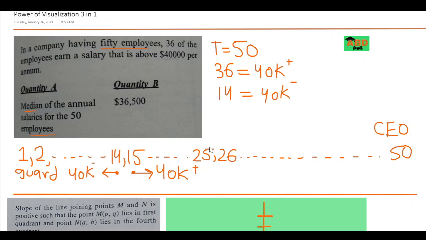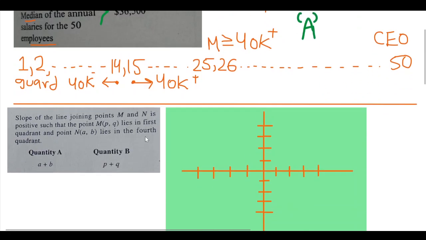So my median salary, right in the center, is the mean of the 25th and the 26th employee standing in the line based on how much they are earning. This is definitely either equal to or greater than 40K, right? So if my quantity A is 40K or more, then it is definitely bigger than quantity B, and hence the answer must be A. Okay, moving on.